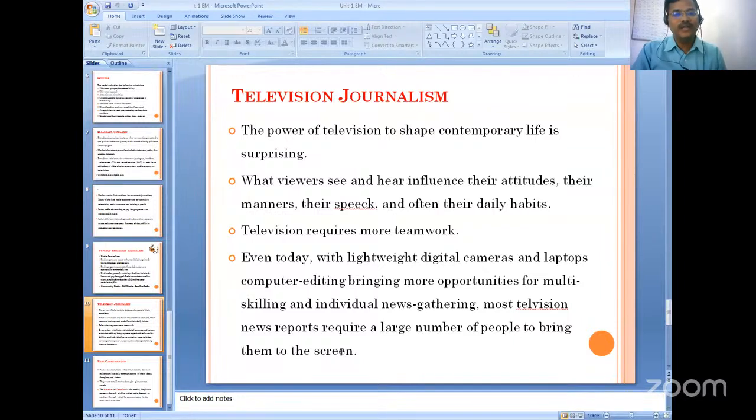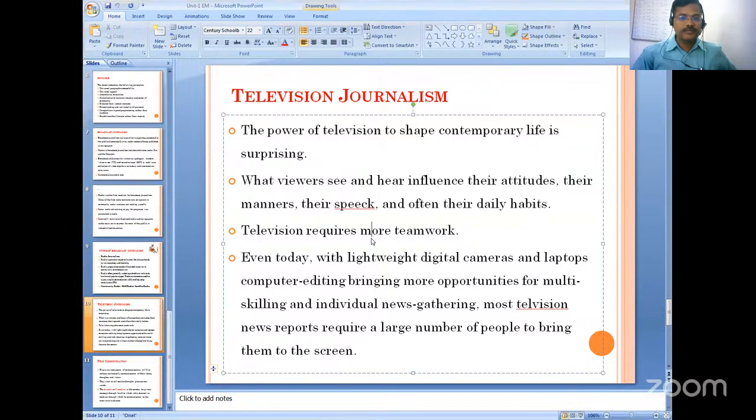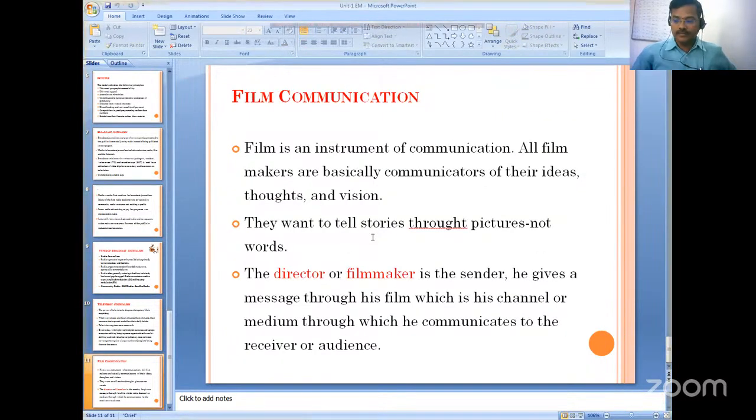Now coming to film communication. Already I have explained the difference between journalism and communication, meaning television and radio journalism and film communication. Film is an instrument of communication.